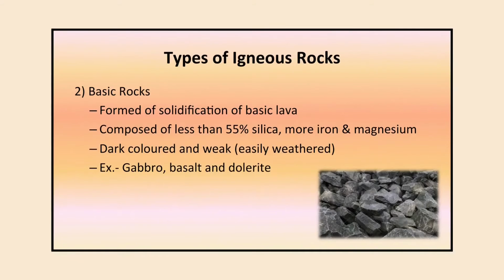Another one is basic rocks. These are formed by solidification of basic lava. It is composed of less than 55% of silica, and more of iron and magnesium. These are dark in color and weak, so they are easily weathered. Examples are gabbro, basalt and dolerite. You can see the example of basalt in the picture.